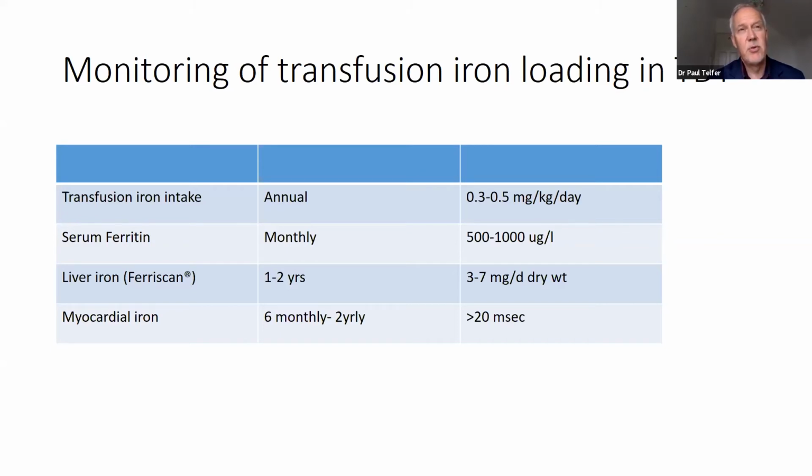There's probably no point in doing it more frequently than 6 monthly. And in the studies that were done looking at rapid de-ironing of the myocardium, there weren't really any significant changes that occurred in a time duration less than 6 months. So I would recommend for a severely iron overloaded patient who's requiring intensive chelation to de-iron the myocardium, 6 monthly would be appropriate. Next slide, please.